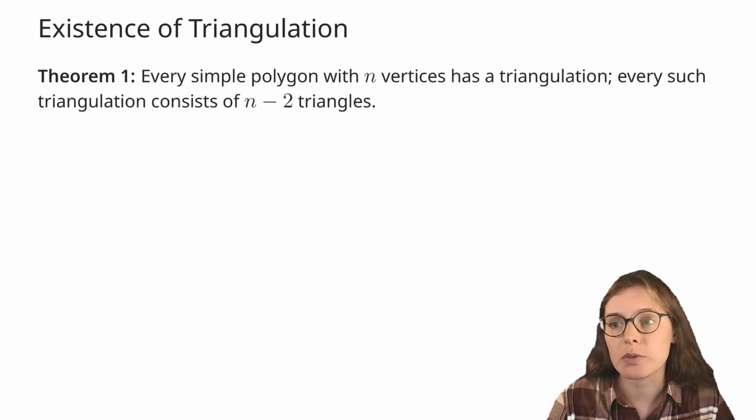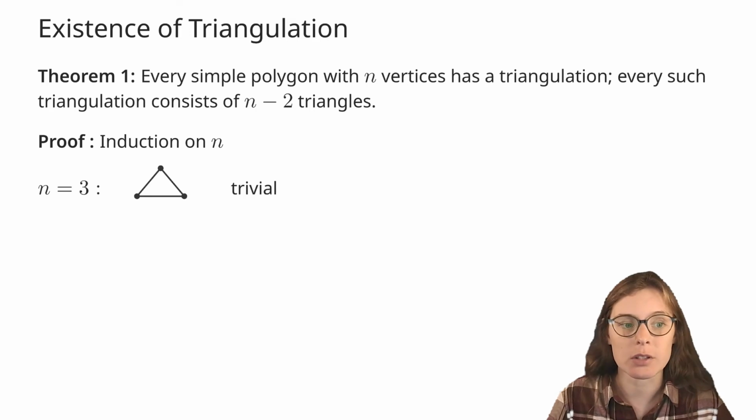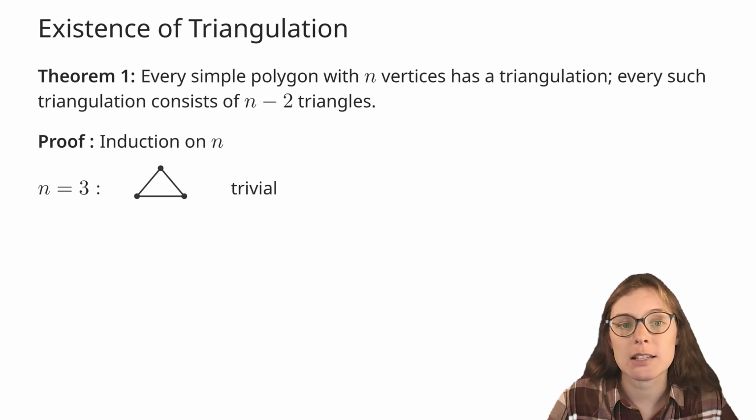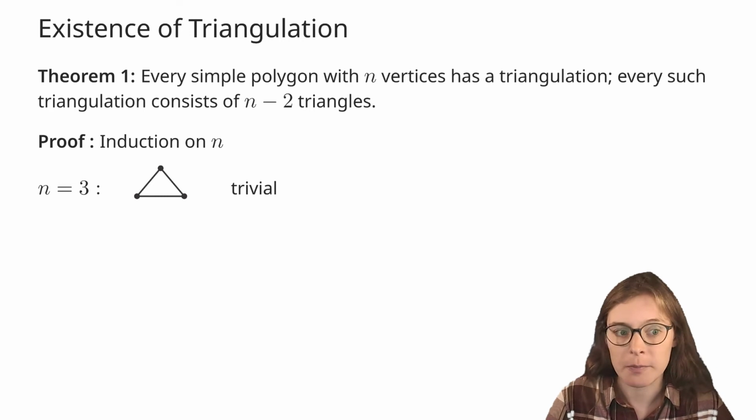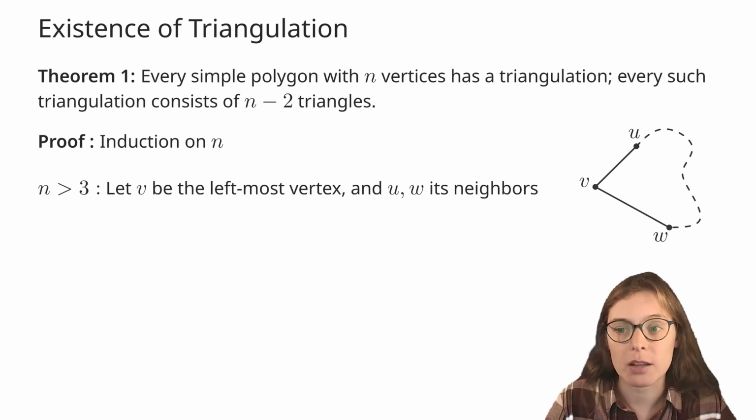Let's try to prove this theorem. We're going to prove this by induction on n. We start with n equals 3, and for this case, the polygon is a triangle itself. Trivially, it is already a triangulation consisting of 3 minus 2 equals 1 triangle. Okay, so the base case is trivial. Let's see how we can prove the induction step.